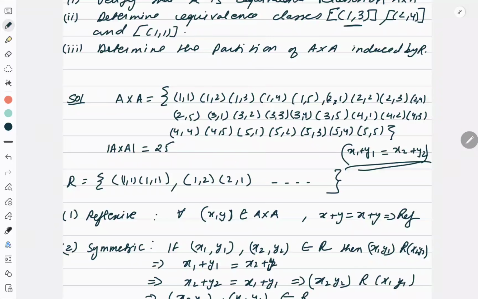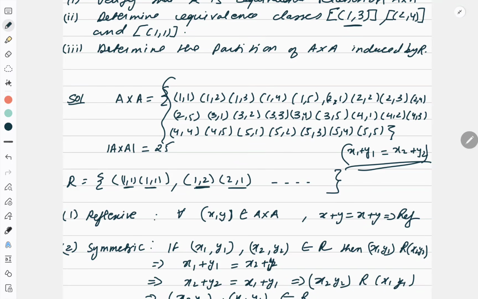So now who will come from this? Who will come in the relation? See, (1, 1): 1 plus 1 is always equal to 1 plus 1, so it will come. 1 plus 2 is equal to 2 plus 1, so this will also come. Okay. So now you have to figure out all the terms. Like here, the sum 1 plus 2 is what? 3. So you need to figure out all the pairs whose sum is 3. They will be all related to (1, 2).